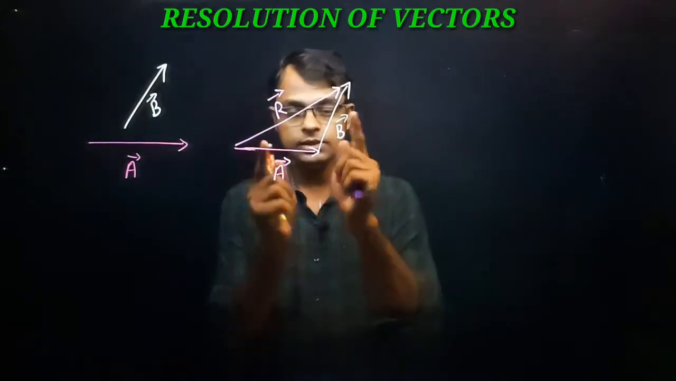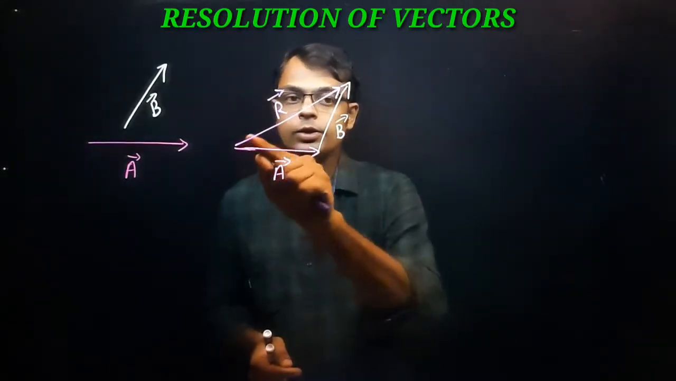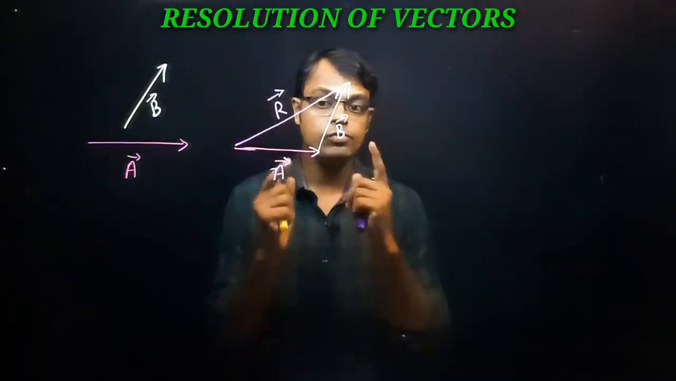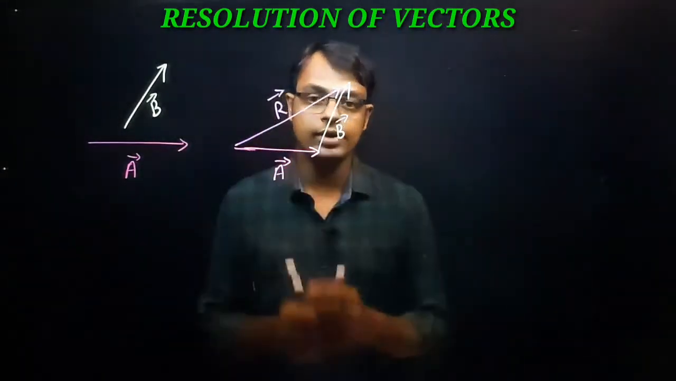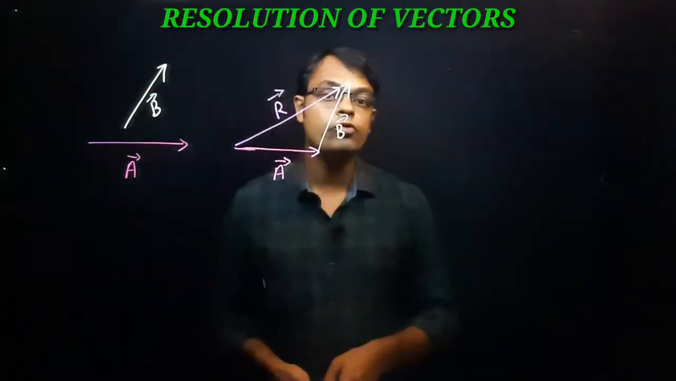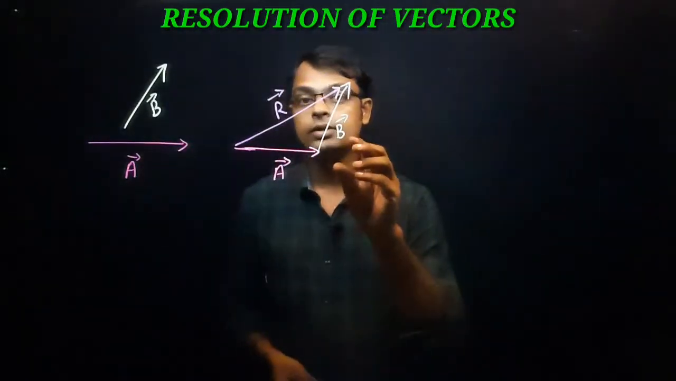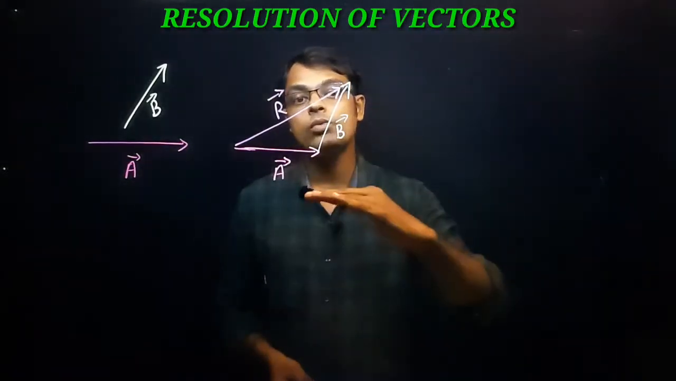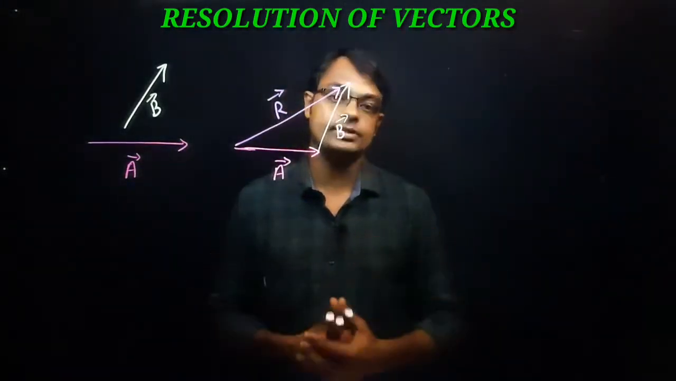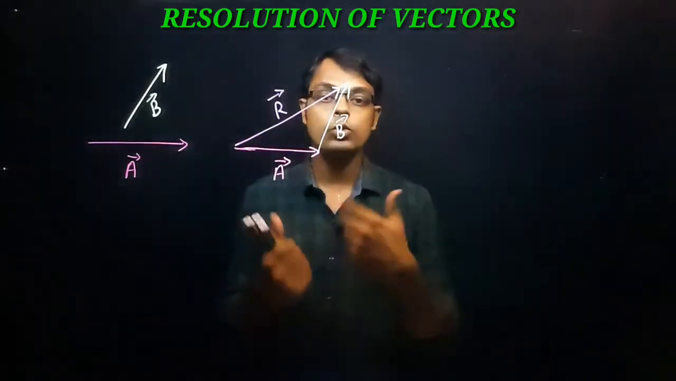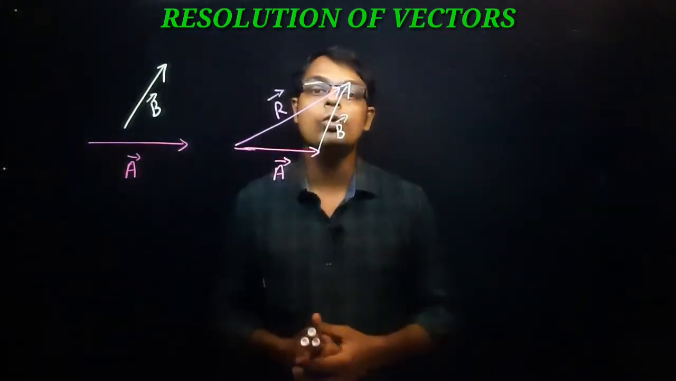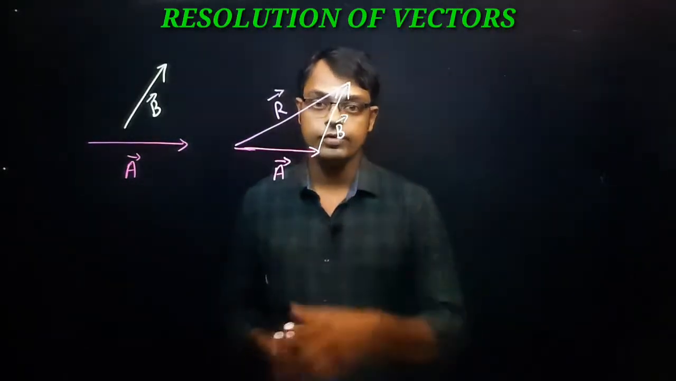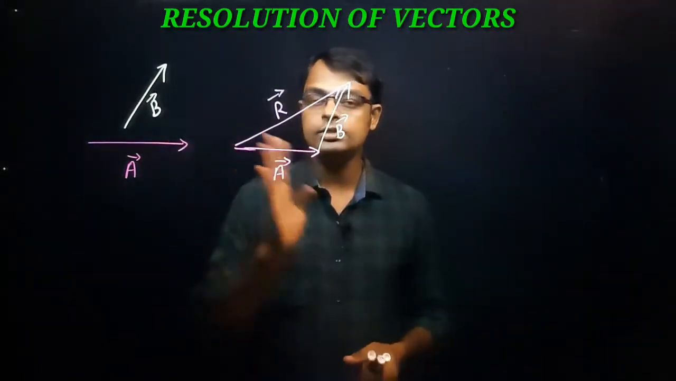So what we have done in this case: we have two vectors A and B, and using these two vectors, we have made a single vector as a resultant vector. But in resolution of a vector, we will have only one vector. Now we are going to resolve it into two or more vectors. So a single vector we are going to split into two or more vectors, and that splitting is called what? Resolution of a vector.